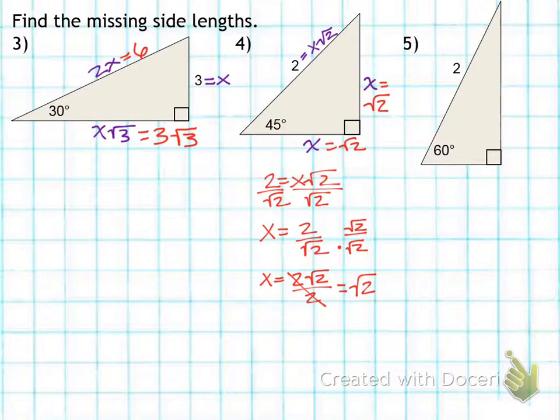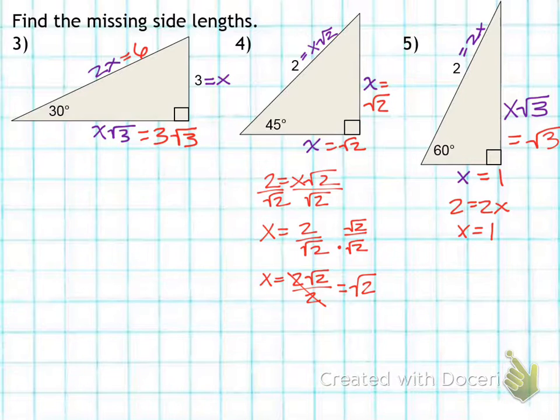Alright, number 5, I have a 30, 60, 90 again with a hypotenuse of 2. If I label my sides, the short one's x, the other leg is x root 3, and the hypotenuse is 2x. I can solve for x. I get x equals 1. So the short side is 1, and this is 1 root 3. Or we can just write that as the square root of 3.